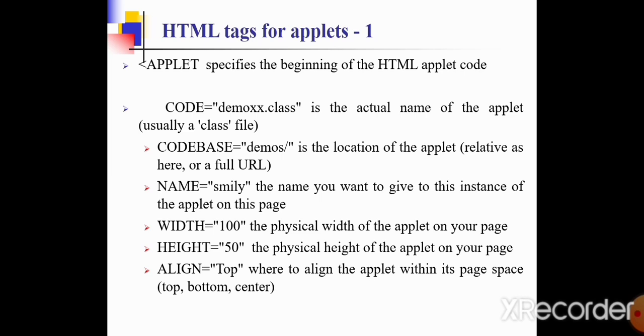Name, similar to smiley, is the name you give for the instance of the applet on this page. So the smiley will display in the applet. They have given width as 100 and height as 50. So the design has a width of 100 and a height of 50 on your web page. And align top is a way to align the applet within its space. So top, bottom, and center. We can also give a width of 200 or a height of 50. That's our wish.